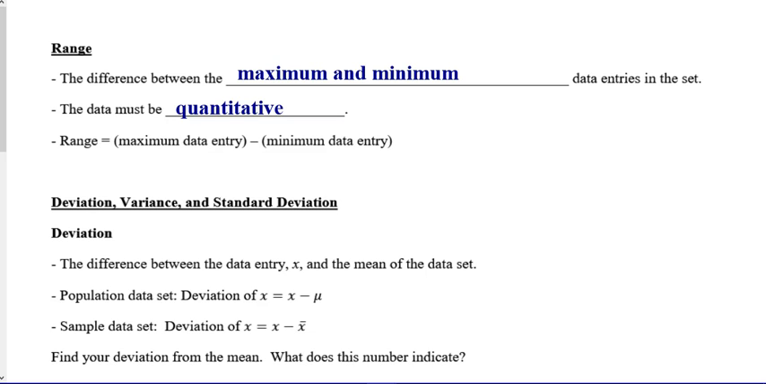All right. The range. You've been doing this for years. The range is the difference between the maximum and the minimum. Biggest minus the smallest. The data must be quantitative. You cannot subtract red from yellow or dogs from horses if you did a qualitative what's your favorite animal. It has to be numbers. The biggest one minus the smallest one.